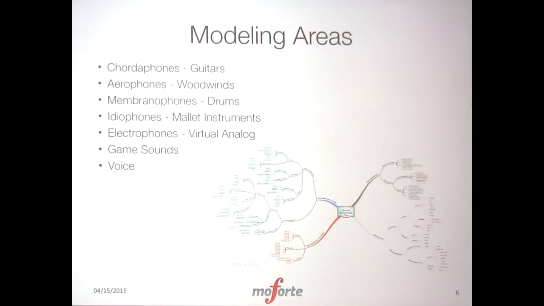Those of us who work in the area of modeling musical instruments, the algorithms tend to bin into these categories. There's chordophones, which are the guitars, and for the guitars, what we're really doing is solving the partial differential equation for the guitar in real time. There's a solution that dates back to 1749 called D'Alembert's solution, which is the basis for this.